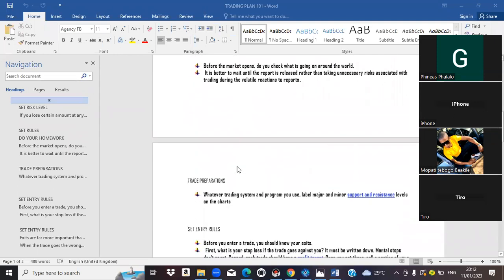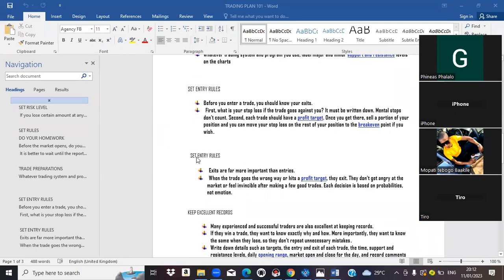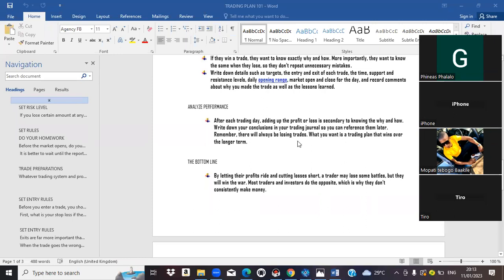Under your trading plan, you have to know your stance, and you have to set entry rules and exit rules. So the trading plan, that's number one. The trading plan builds your psychology, that's number one.